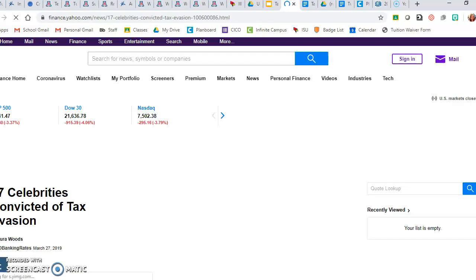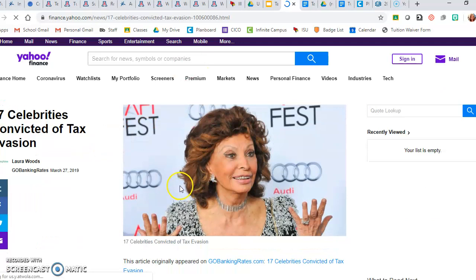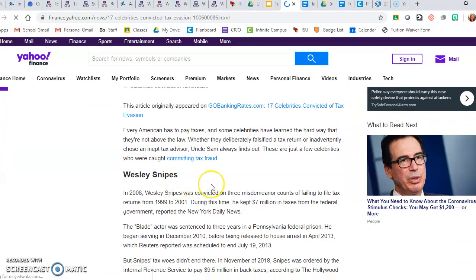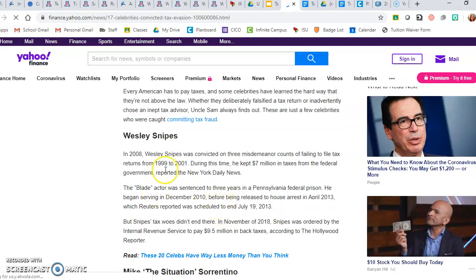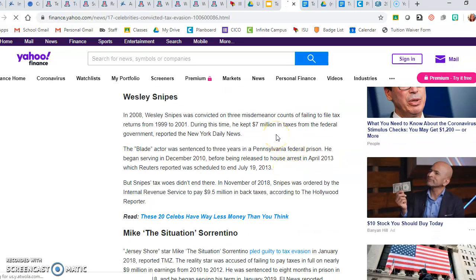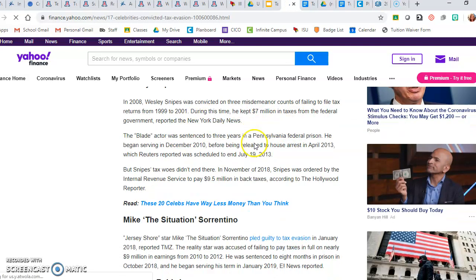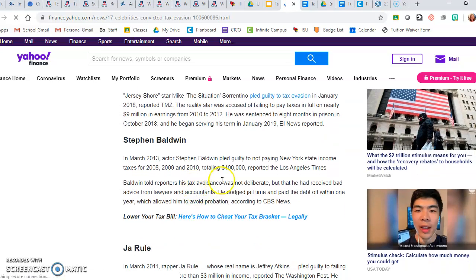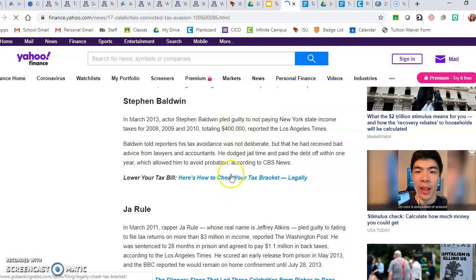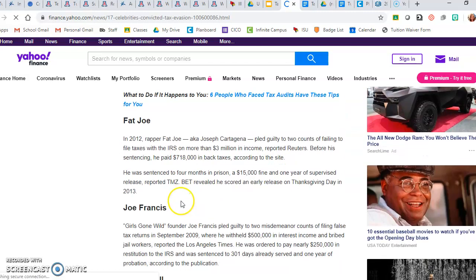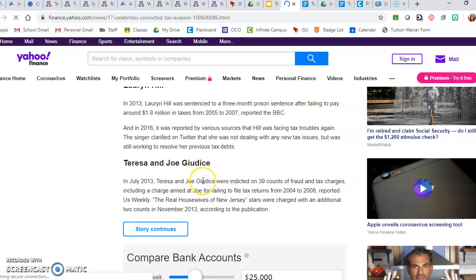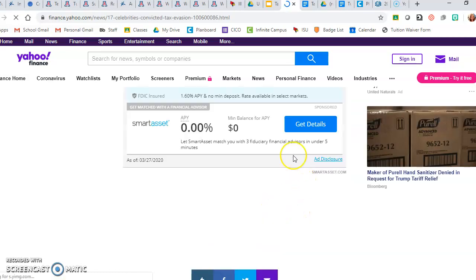This website shows 17 celebrities that have been convicted of tax evasion. And when I post the slideshow, you guys can look through this a little more closely, but Wesley Snipes has tax evasion. He withheld $7 million in taxes from the federal government. Stephen Baldwin, $400,000 of tax evasion. Ja Rule, $3 million he did not report. Fat Joe, Lauryn Hill. So just make sure you're accurate. Even celebrities get caught.